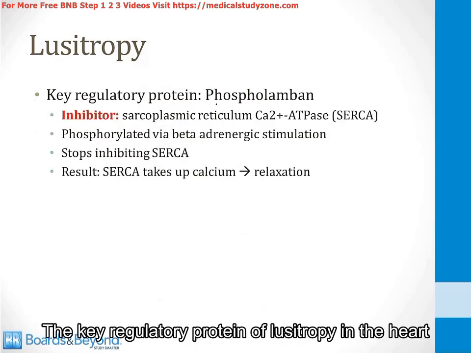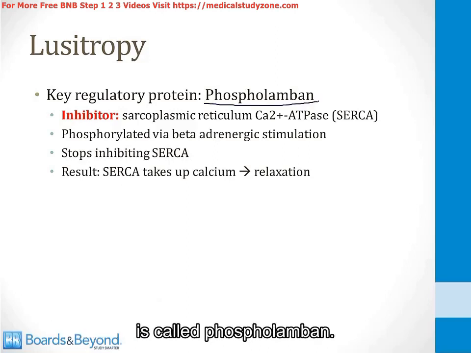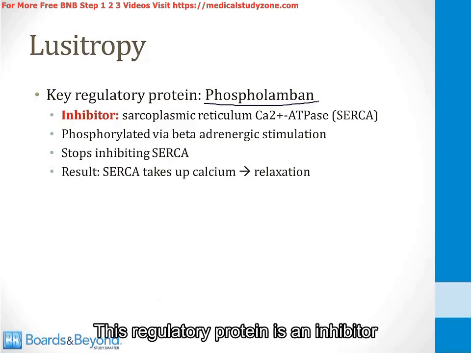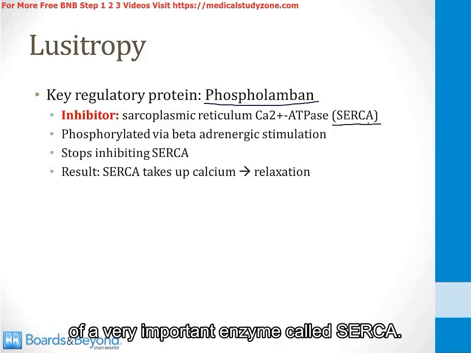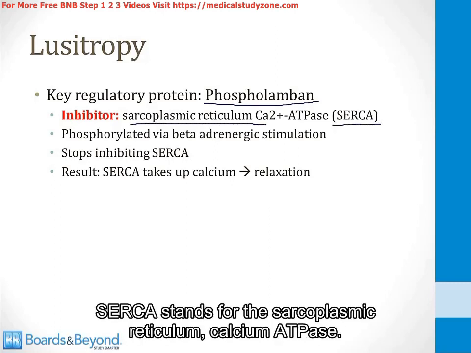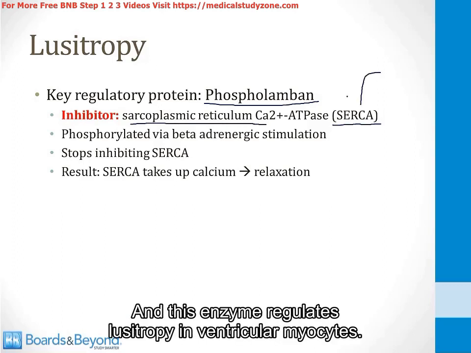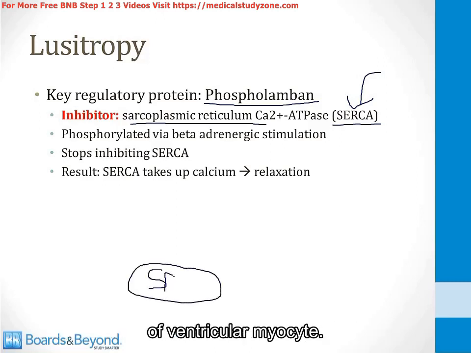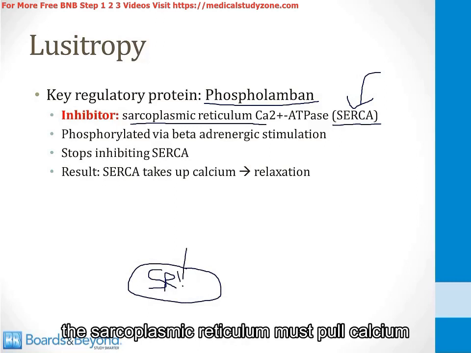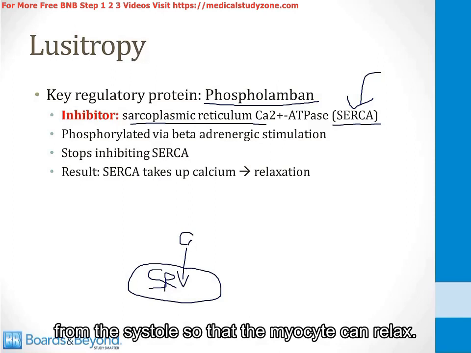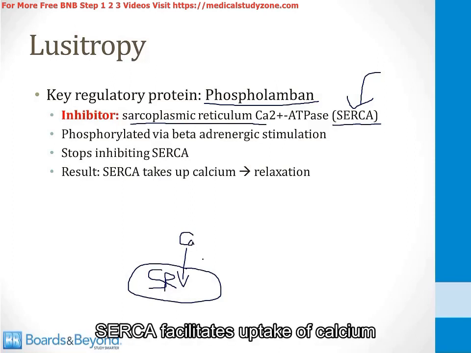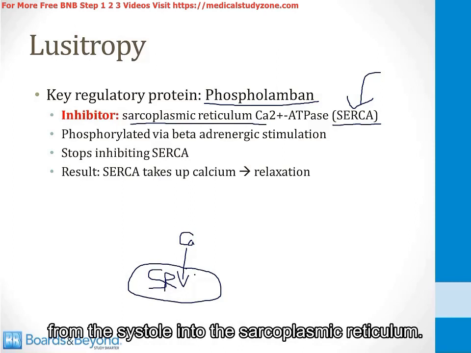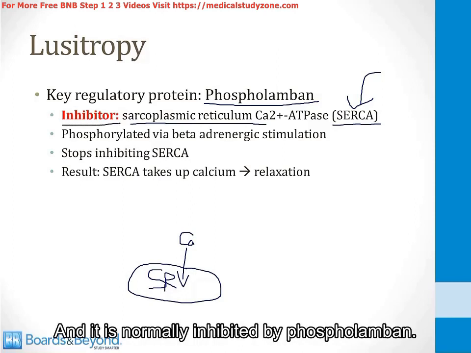The key regulatory protein of lusitropy in the heart is called phospholamban. This regulatory protein is an inhibitor of a very important enzyme called SERCA. SERCA stands for the sarcoplasmic reticulum calcium ATPase, and this enzyme regulates lusitropy in ventricular myocytes. To understand this, imagine we have the sarcoplasmic reticulum inside a ventricular myocyte. In order for relaxation to occur, the sarcoplasmic reticulum must pull calcium from the cytosol so that the myocyte can relax. SERCA facilitates uptake of calcium from the cytosol into the sarcoplasmic reticulum, and it is normally inhibited by phospholamban.